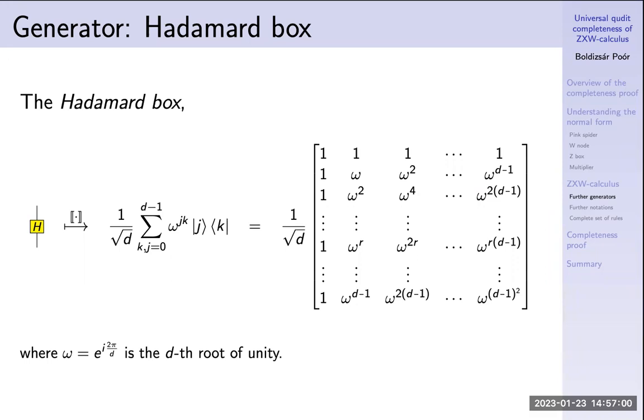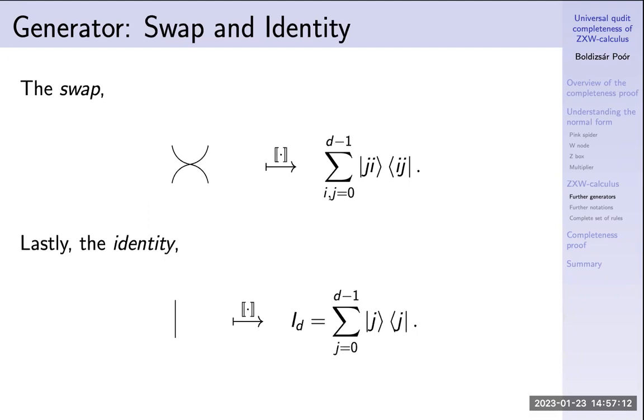But what you should remember from the Hadamard box is that it's really similar to the qubit case. There will be a tiny flip, but let's talk about that later. We also have the swap and the identity as generators. Nothing special. They work just the way they would work with qubits.